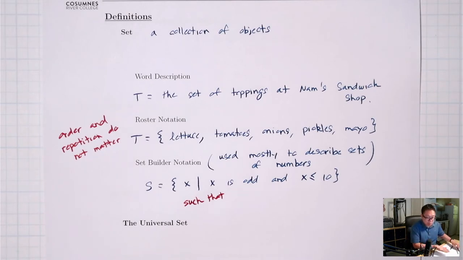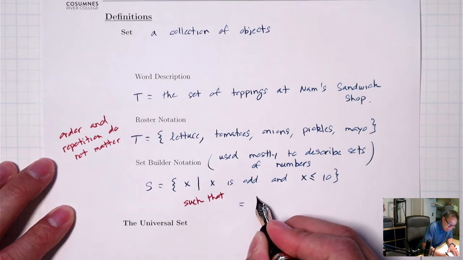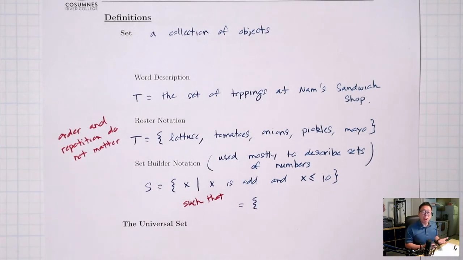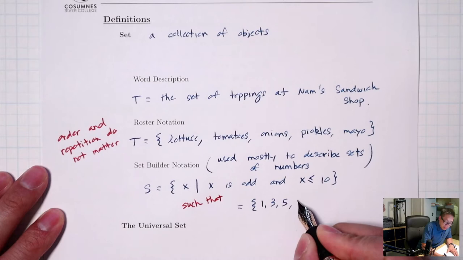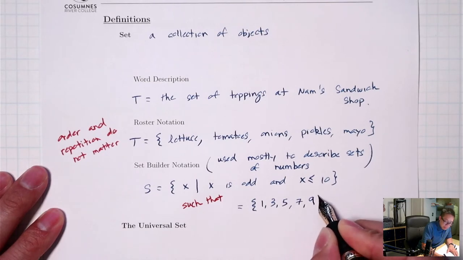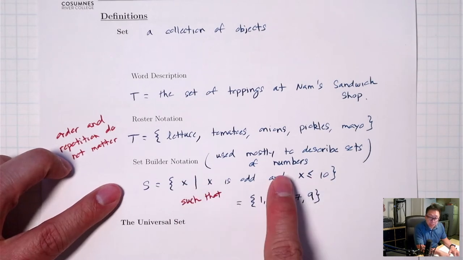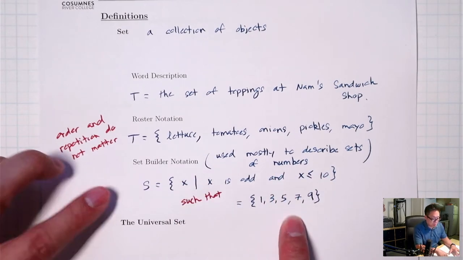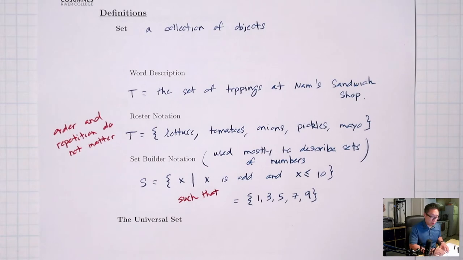So I can actually list out what the objects inside this set would be. What are the odd numbers less than or equal to 10? This would be 1, 3, 5, 7, and 9. Okay, so up here, this is the set using set builder notation, and then listing it out is just using the roster notation. Once again, we're not going to be using set builder notation very much in this class, so don't worry too much about it.